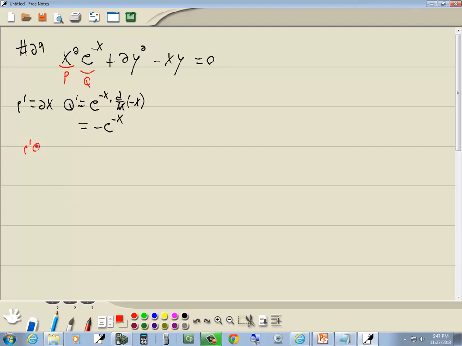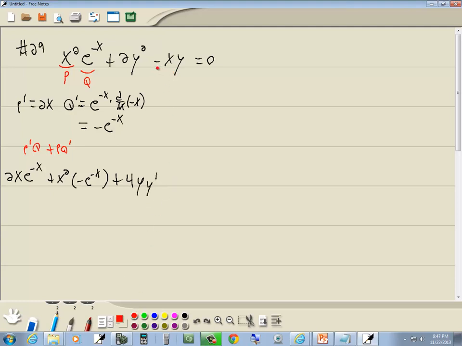So we've got p prime q plus p q prime. P prime, which we said was 2x, times q, which is e to the negative x, plus p, which is x squared, times q prime, which is negative e to the negative x, plus 2y squared. The derivative of that gives us 4y, and then we have to add on a y prime.